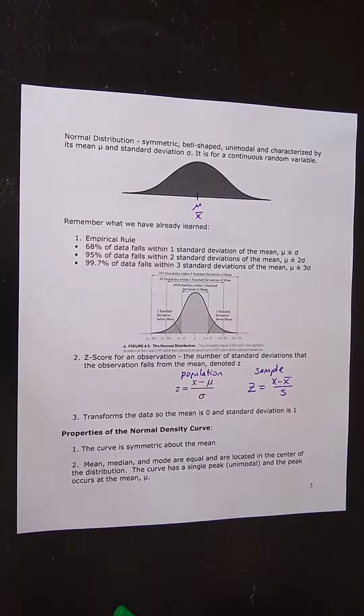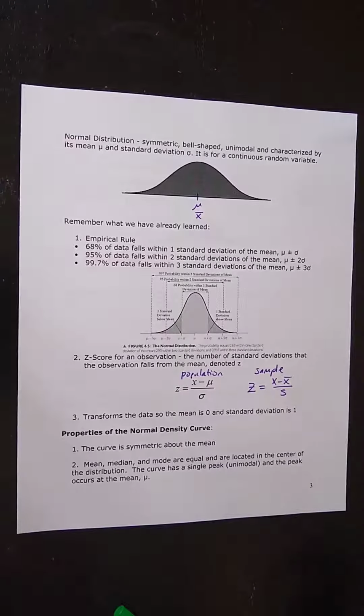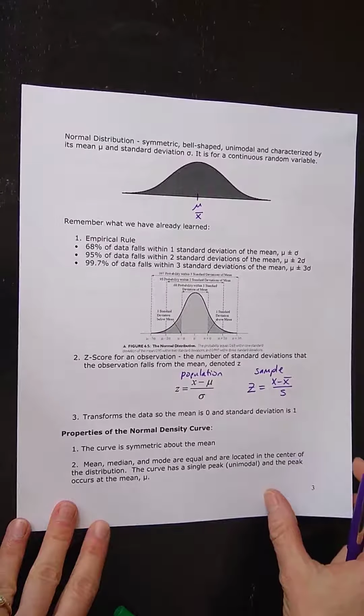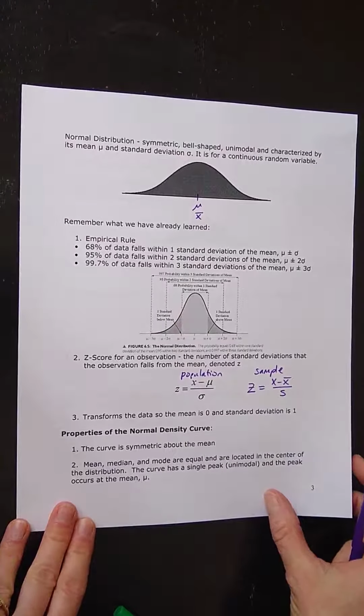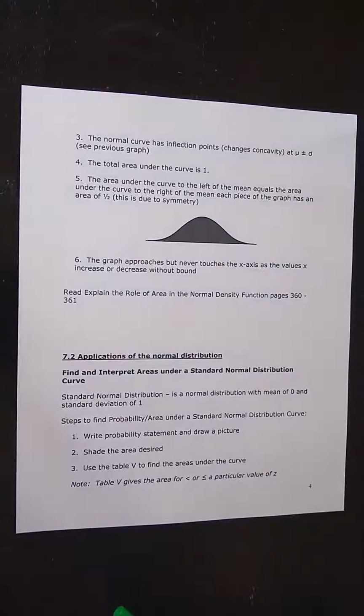Now for the normal density curve, the probability curve, the curve is symmetric about the mean. The mean, median, and mode are equal and are located in the center of the distribution. The curve has a single peak, and the peak occurs at the mean mu. So we've seen the bell curve before, but now we're thinking of it as a probability distribution.